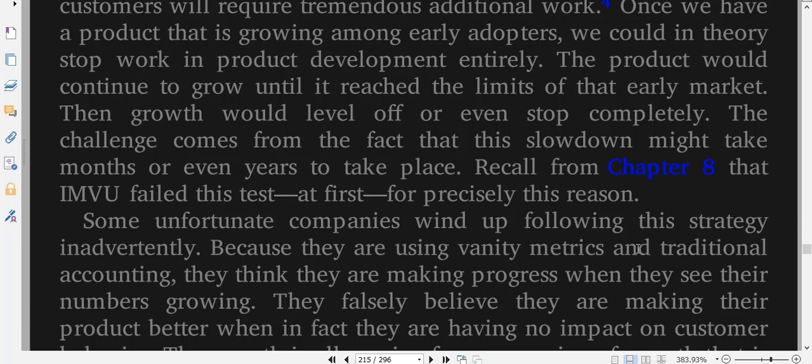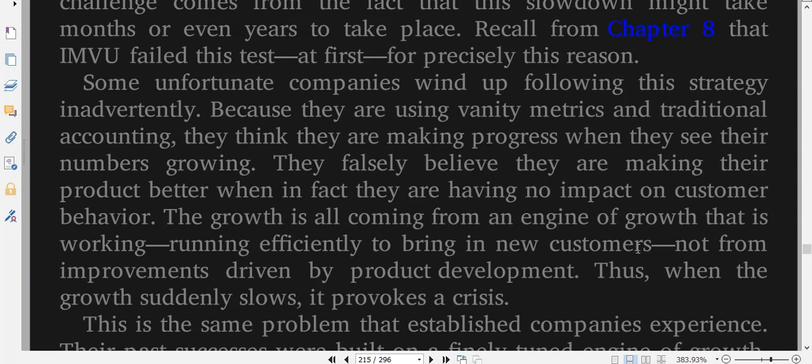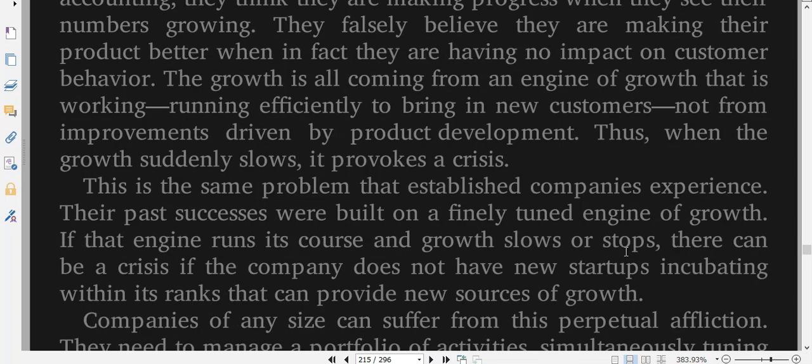Recall from Chapter 8 that IMVU failed this task at first for precisely this reason. Some unfortunate companies wind up following this strategy inadvertently because they are using vanity metrics and traditional accounting. They think they are making progress when they see their numbers growing. They falsely believe they are making their product better when in fact they are having no impact on customer behavior. The growth is all coming from an engine of growth that is working, running efficiently to bring in new customers, not from improvement driven by product development. Thus, when the growth suddenly slows, it provokes a crisis.